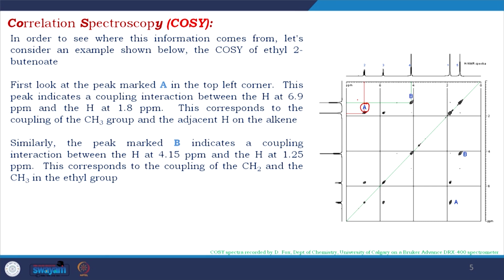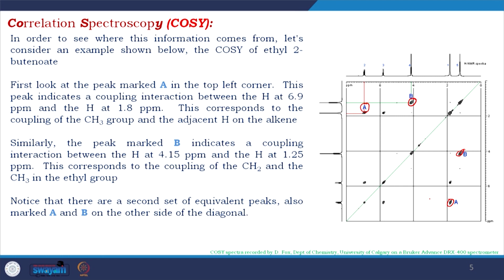Similarly, the peak marked B indicates the coupling interaction between the hydrogen at 4.15, if you see, and the hydrogen at 1.25, which is here. This corresponds to the coupling of the methyl group and the CH2 group. So, you see here another peak. Very interestingly, if you see the symmetry across the diagonal, you will get another B peak as well as another A peak. Notice that there is a second set of equivalent peaks also marked A and B on the other side of the diagonal.